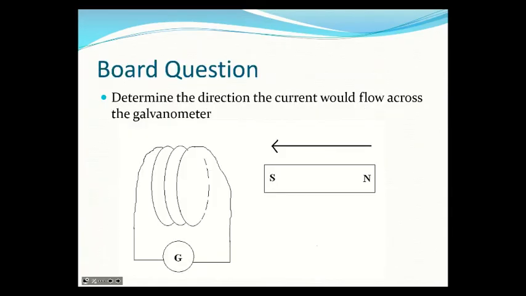Okay, so let's try another example: determine the direction the current would flow across the galvanometer. Inside of here is a bar magnet. If we're moving the south towards it, that means it wants to oppose. So south would be set up here, and a north would be set up here, right?